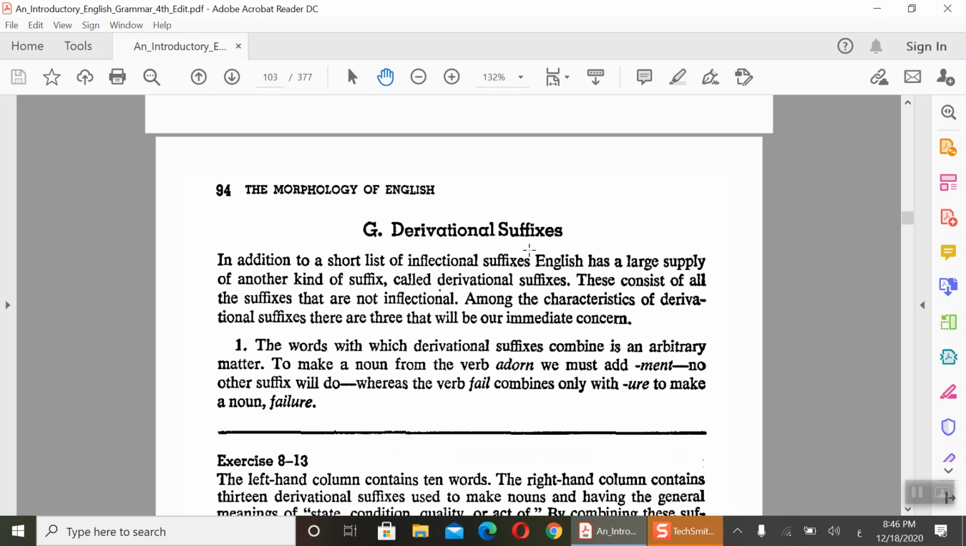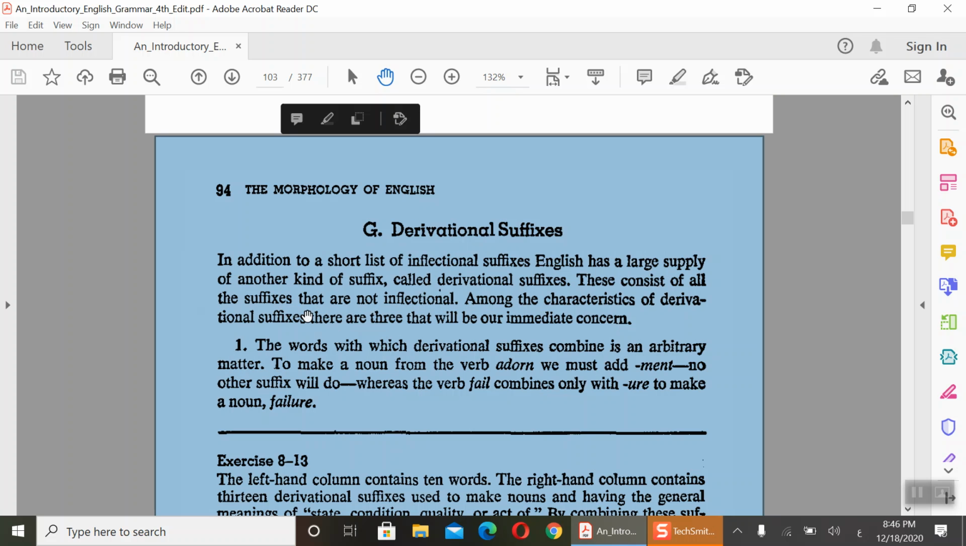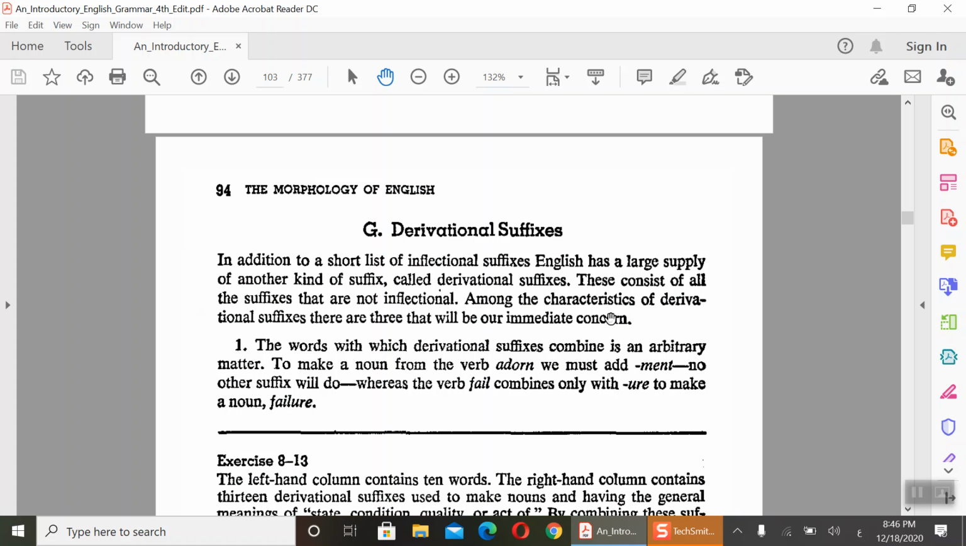Derivational suffixes. In addition to a short list of inflectional suffixes, English has a large supply of another kind of suffix called derivational suffixes. These consist of all the suffixes that are not inflectional. You see? All of them, but not inflectional. Okay? Among the characteristics of derivational suffixes, these are the characteristics and how they are different from inflectional suffixes.